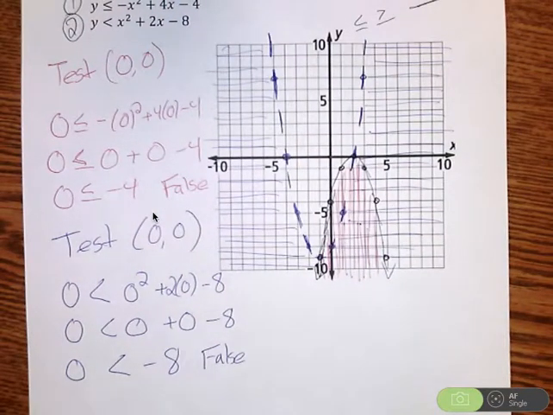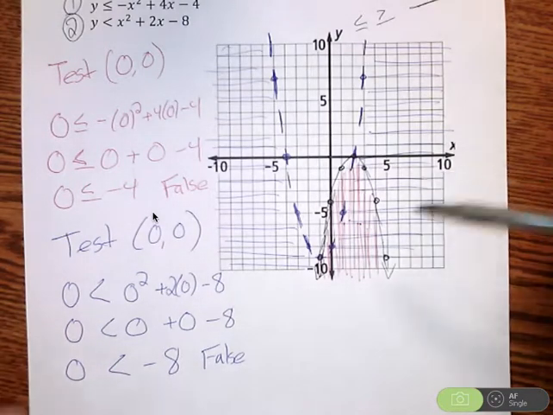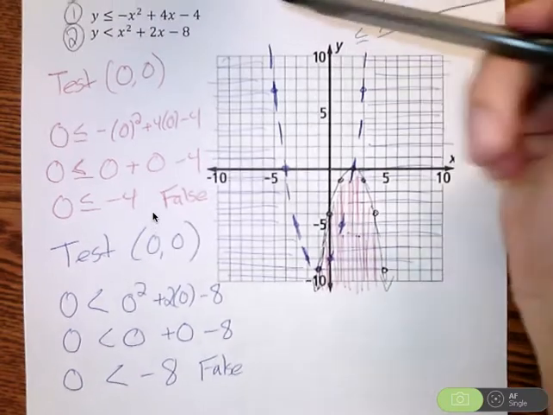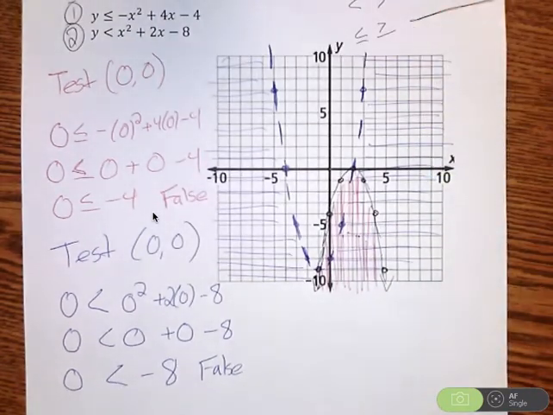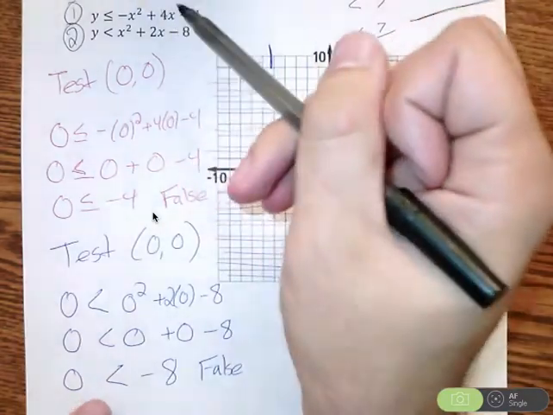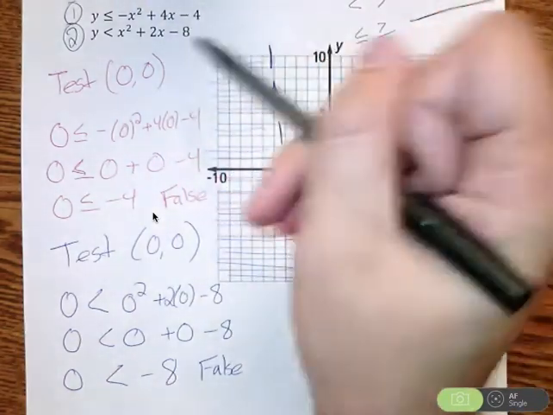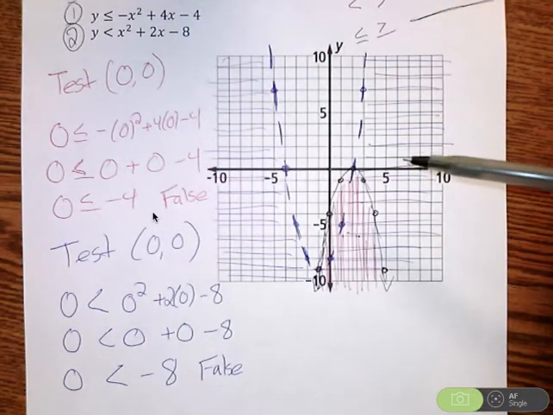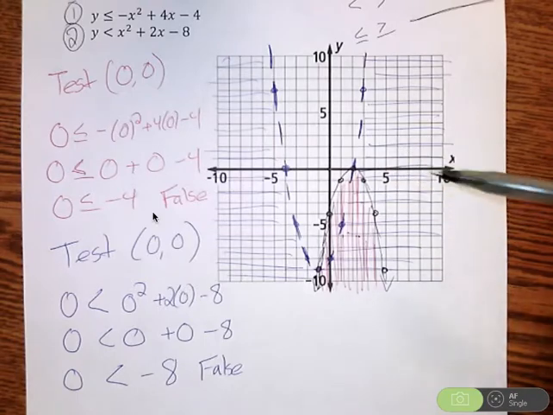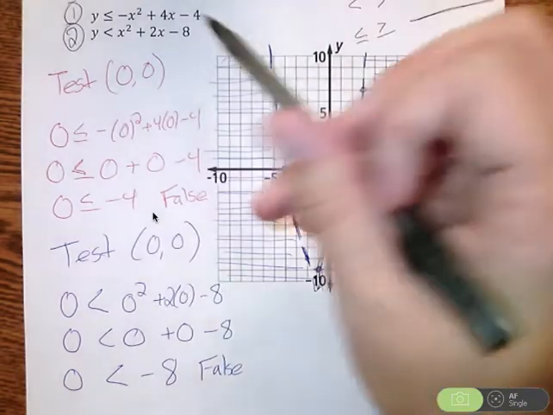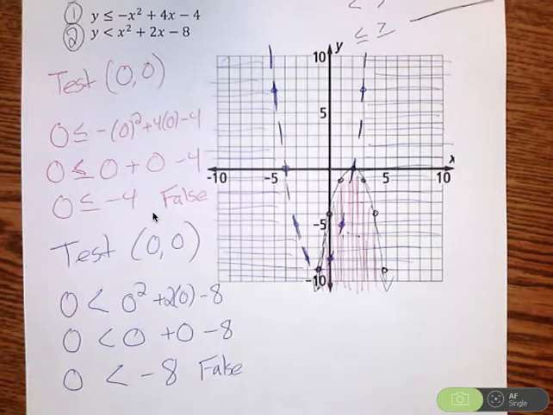Now, you might be wondering, how does this system work? What is the solution? You might not see it on the video, but I used red for the shading of the first inequality in the system, and I used blue for the shading of the second inequality in the system. What is the solution here is you're looking for where both shaded regions overlap.